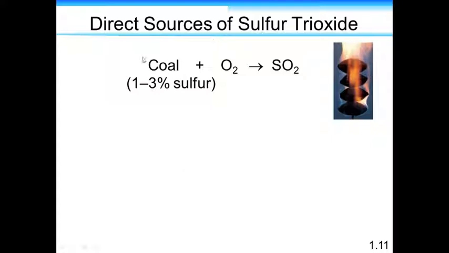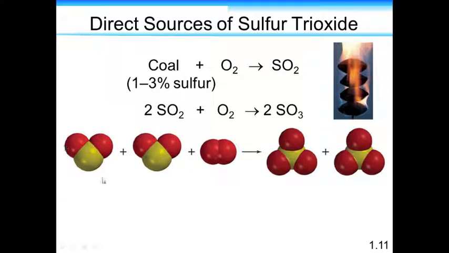If you look at the chemical formulas, coal, which is mostly carbon but has some sulfur, plus oxygen, can form sulfur dioxide. Sulfur dioxide can further react with oxygen to form sulfur trioxide. Here we have the space-filling model of that reaction: 2 SO2 molecules and 1 O2 molecule forming 2 SO3 molecules. We can see we have 6 red spheres on our reactants representing oxygen atoms, and we have 6 on our product. So this is a balanced equation.